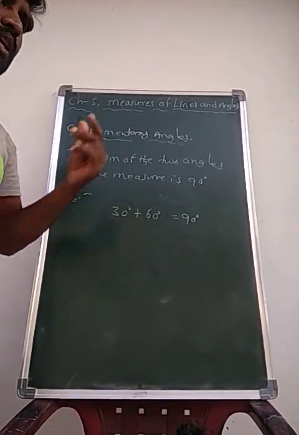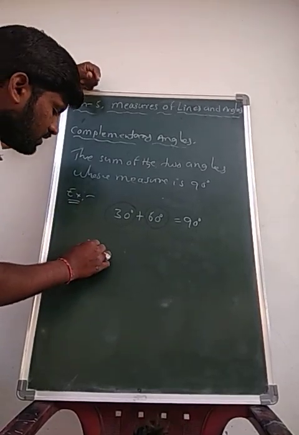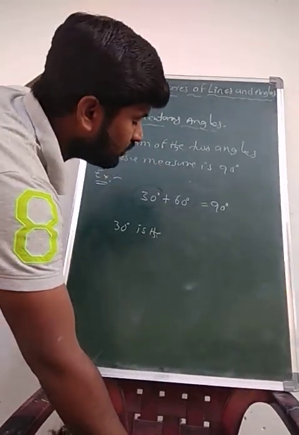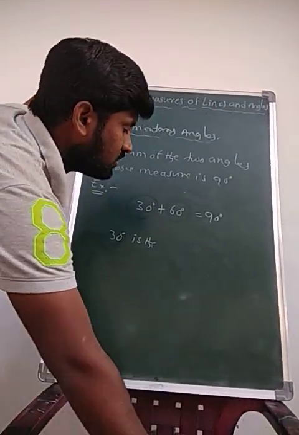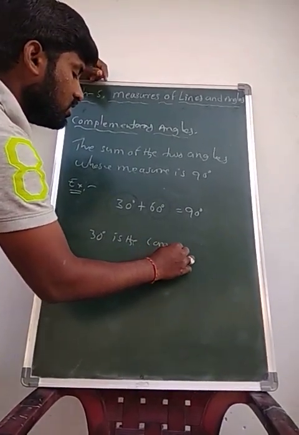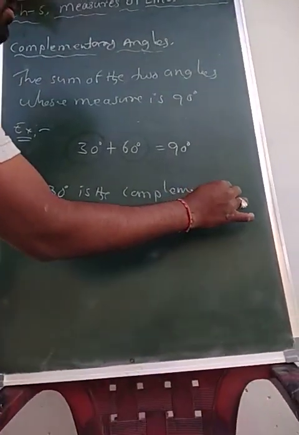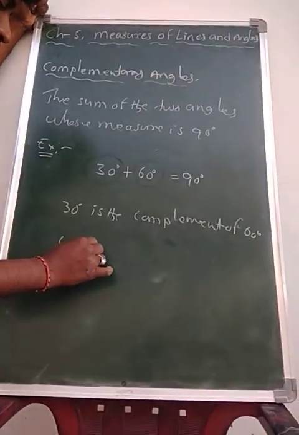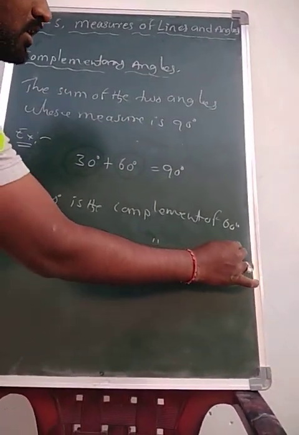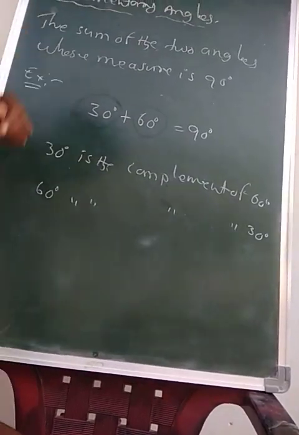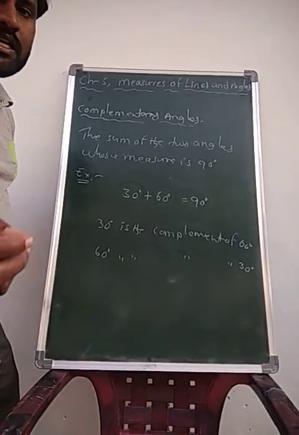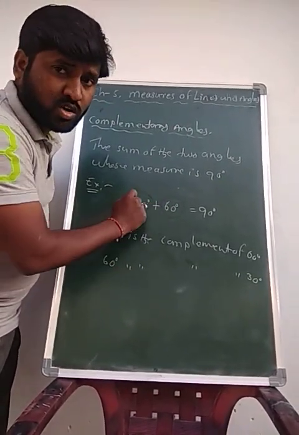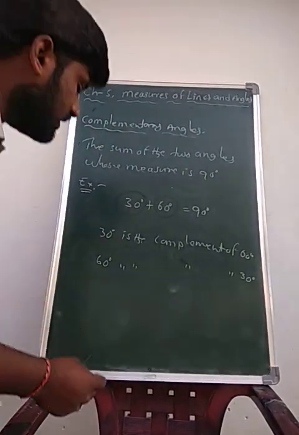are called complementary angles. Here we can say 30 degrees is the complement of 60 degrees, and we can say 60 degrees is the complement of 30 degrees. Okay, clearly you can say these two angles are the complement to each other.